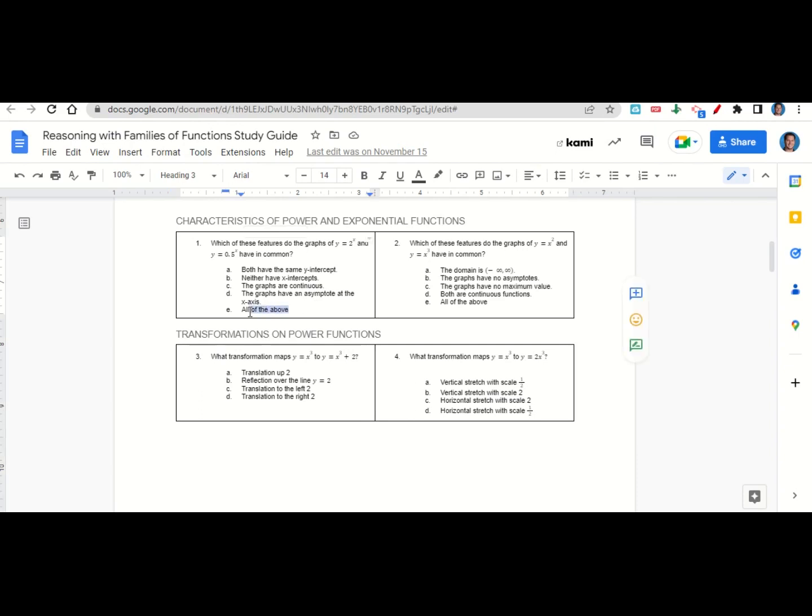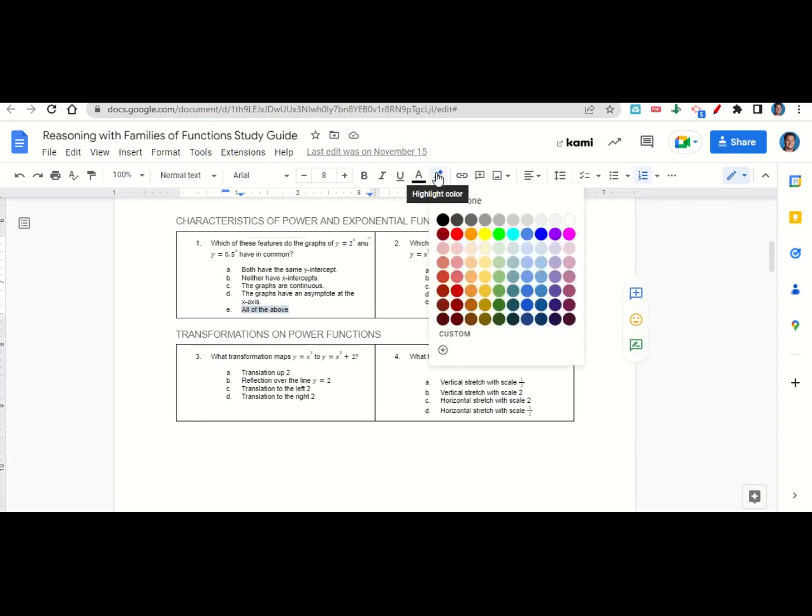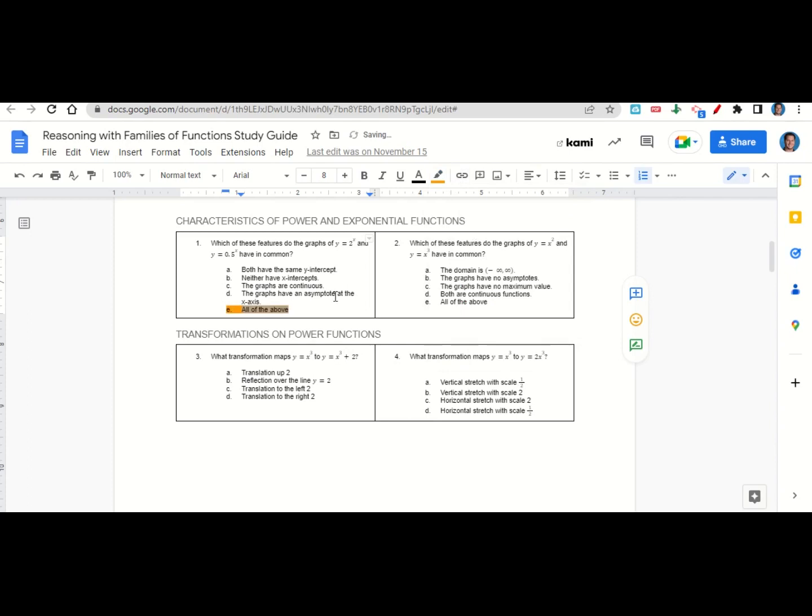So we're going to go ahead and highlight that, and then we're going to go to our highlighter tool, and you can pick any color you want, just make sure it's something bright. So we'll go ahead and do orange. So there's my answer. Then I do the next one.